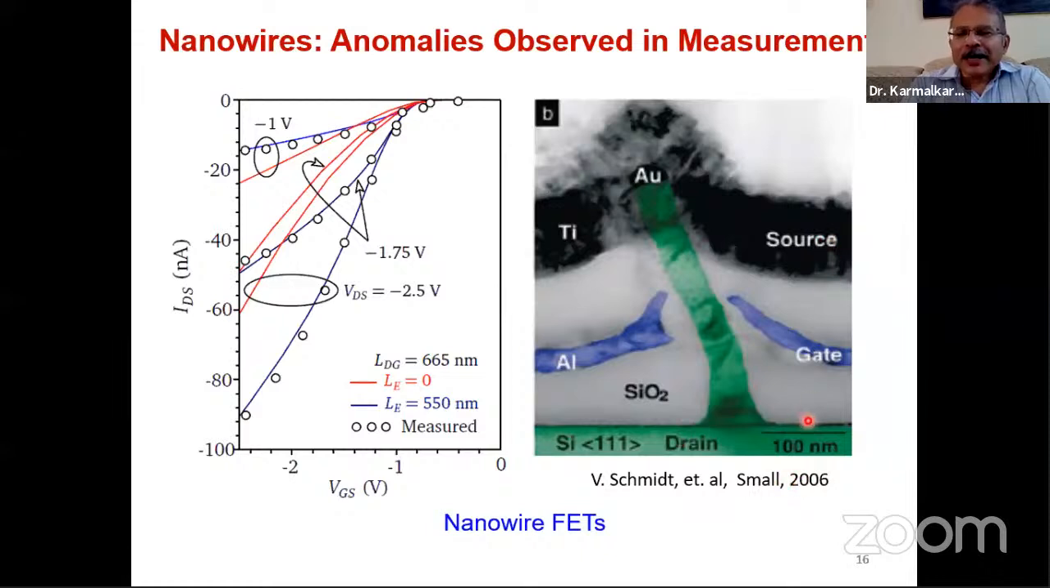That is because that is what it is in this diagram. Here it is shown as 100 nanometers, because in this photograph the entire device is not shown. Now this is the measurement done on an actual device. When the extension of the source on either side was 550 nanometers, you got these blue curves. When that extension was reduced to zero, the curve changed to these red curves.